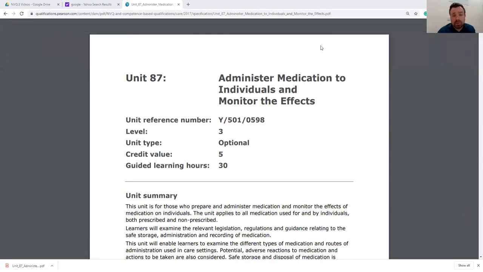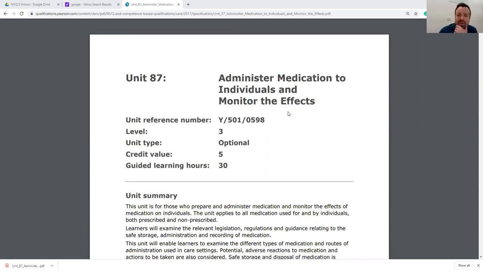Hello and welcome to Unit 87, which is administer medication to individuals and monitor the effects. You've been doing this in numerical order. This is now your last unit, so well done. If you skipped some units and gone to this one first because you think it's a little bit more fun, well, unfortunately, you'll have more to do. But let's move on to this one.